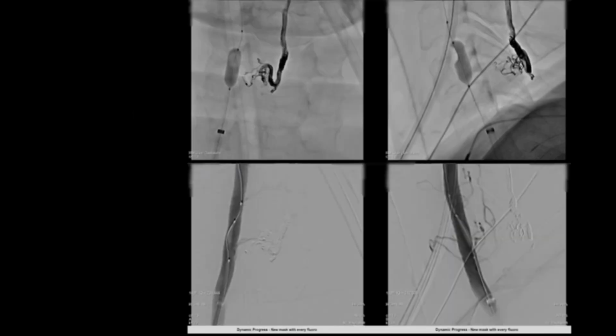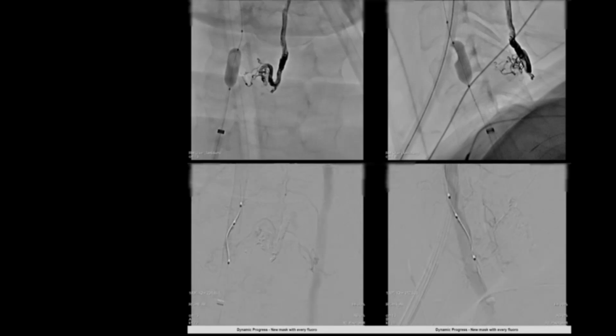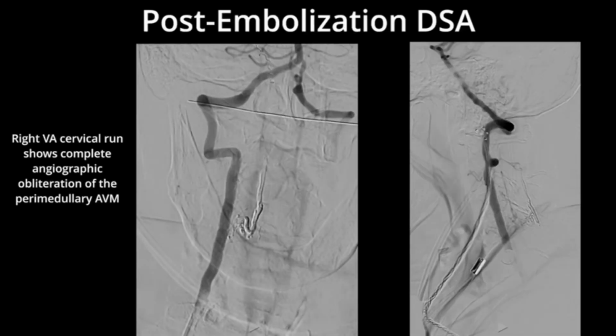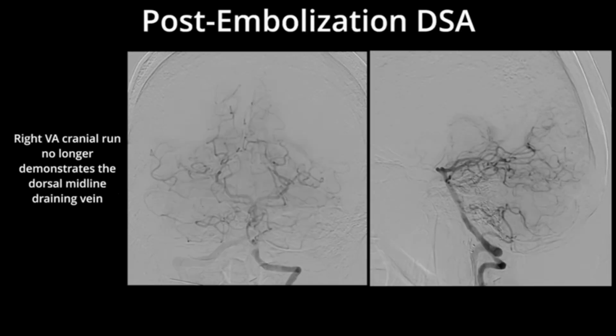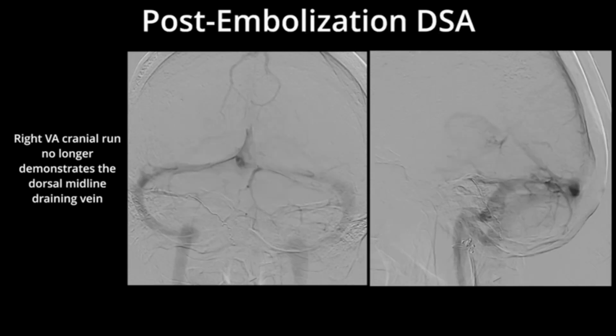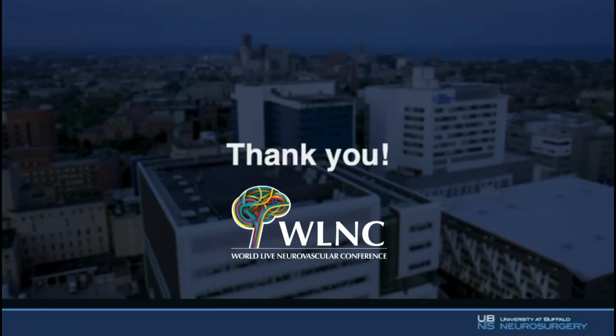Final angiographic arterial injection through the right vertebral artery demonstrated complete obliteration of the cervical spinal cord AVM with no further early venous drainage along the dorsal cervical vein, which has now been embolized. Patient did well post-procedurally and had mild improvement in her left upper extremity strength and is now pending rehabilitation.